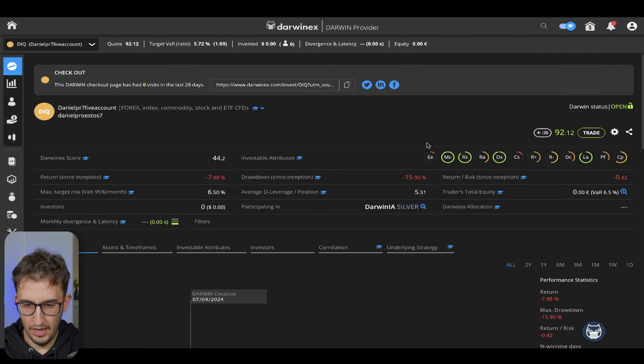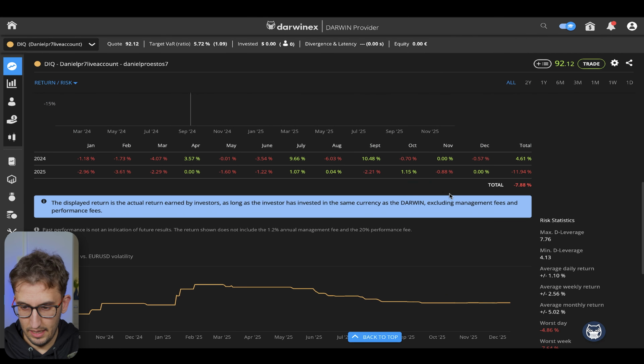But let me show you how Darwinex has registered these results, because they have a different risk engine, and basically they like to standardize every trader on the platform with the risk. So according to them, here DIQ, you can see that instead it's been recorded as a minus 11.94% return compared to that 16. So on my Darwin DIQ, it's actually minus 7.88%.